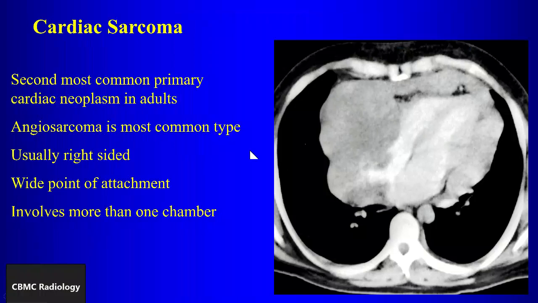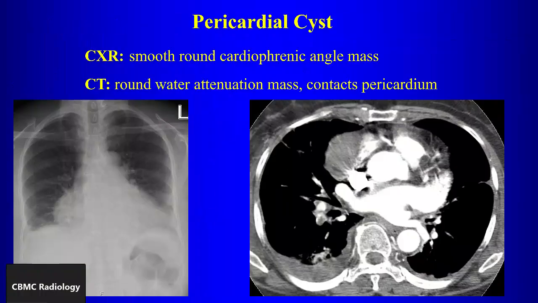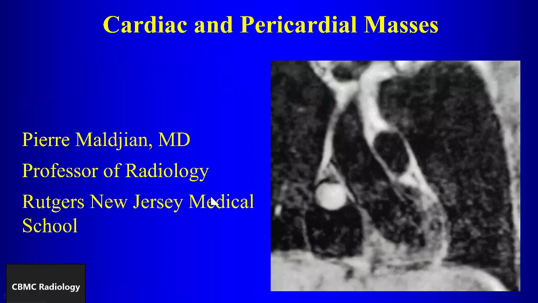Sarcoma, angiosarcoma is the most common malignant right-sided tumor. Angiosarcoma, you always think mets first, but as a primary cardiac tumor, angiosarcoma. And pericardial cysts, very common. You will come across these quite a bit. So right or left cardiophrenic angle, usually fluid attenuation, in contact with the pericardium, but does not communicate with the pericardial space. Okay? Any questions? All right, very good.